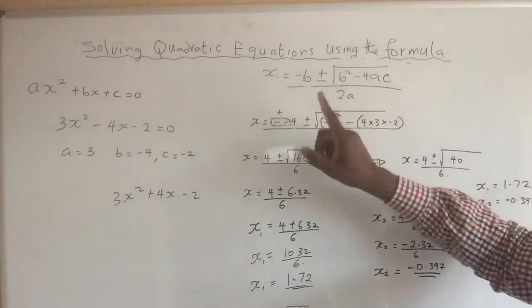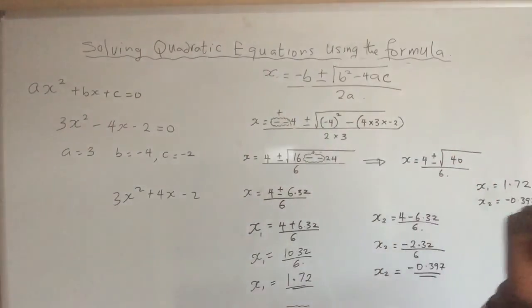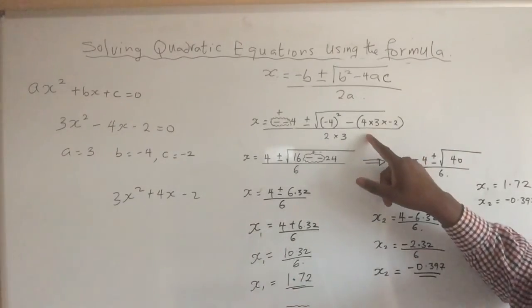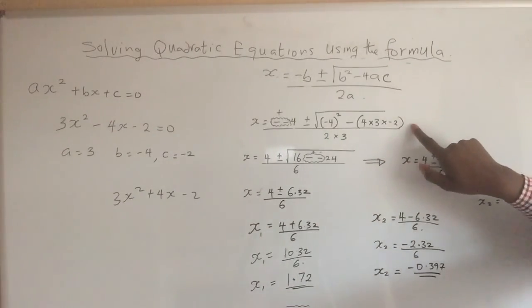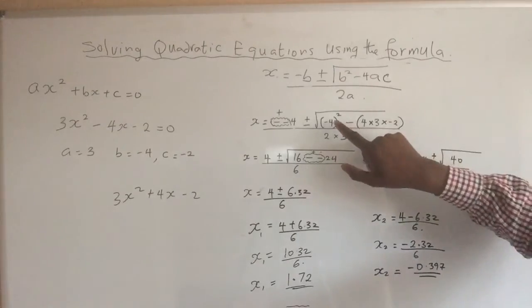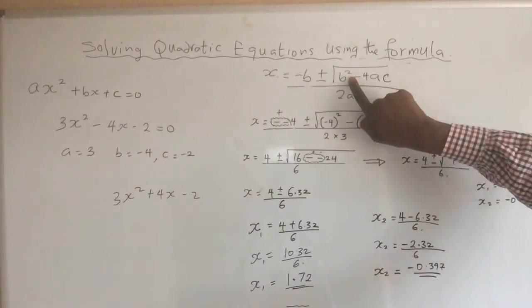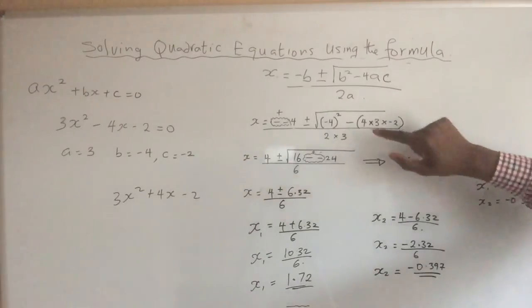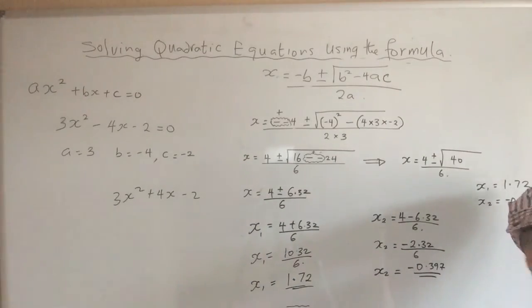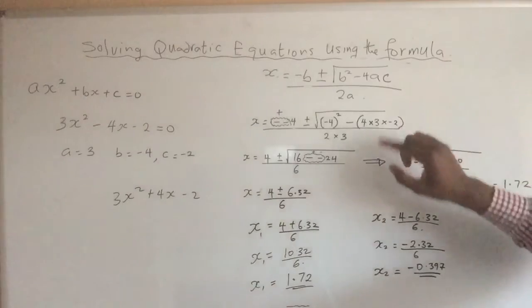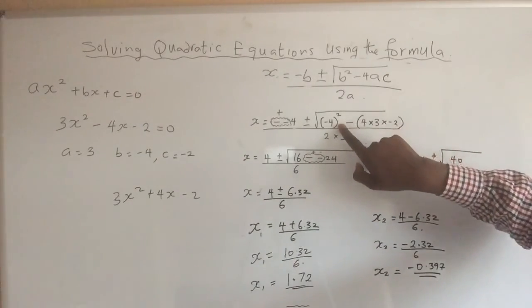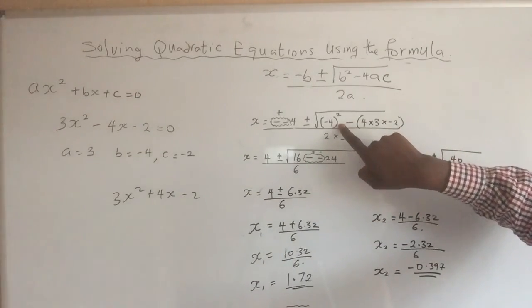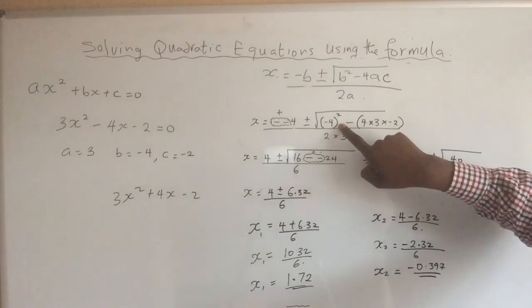Second pitfall is here, and this is why I've introduced a bracket. When you're doing this, always put a bracket around your b and square, put a bracket around your 4ac and simplify. Also, you need to remember that when you square a negative number, you are getting a positive answer.